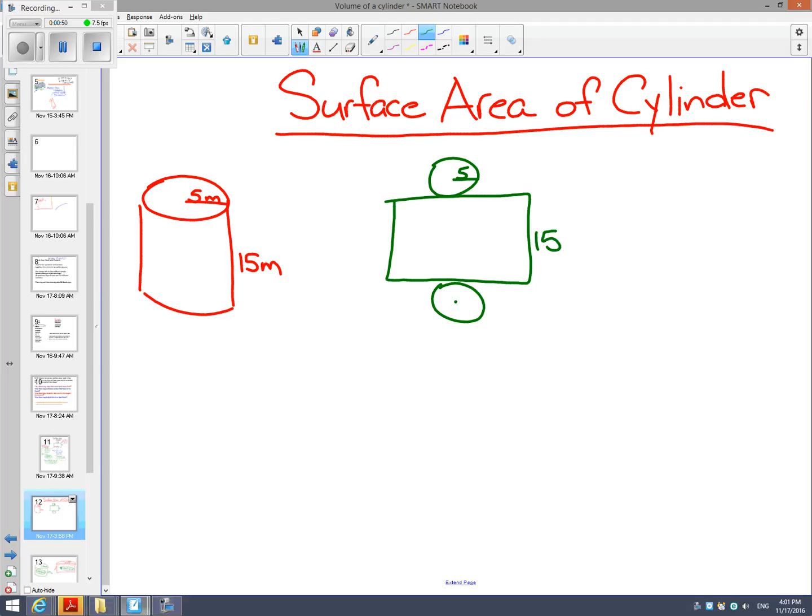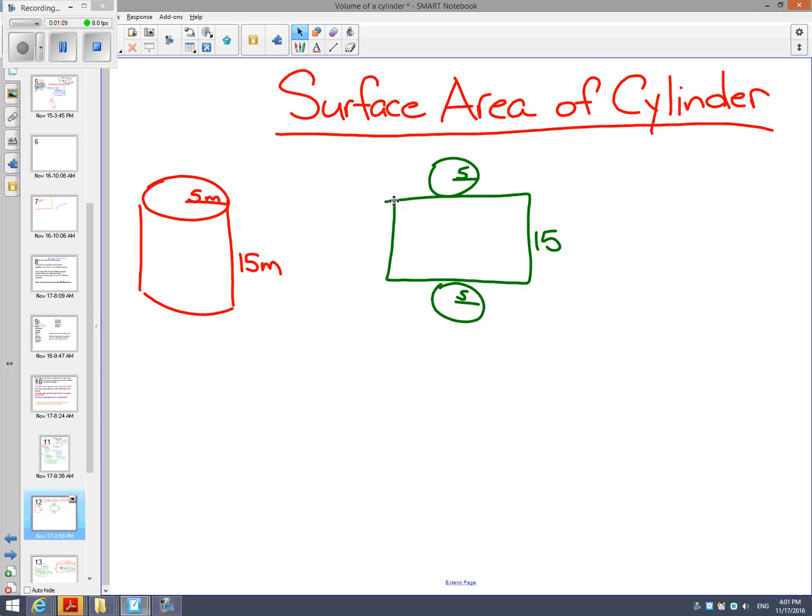Of course, the circles are both the same, so they'll be 5 as well. I'm not going to put the units just to save some space. Now, if we are going to do surface area, we can easily do the circles because we know the formula for area of a circle, but we're short one measurement for the rectangle.